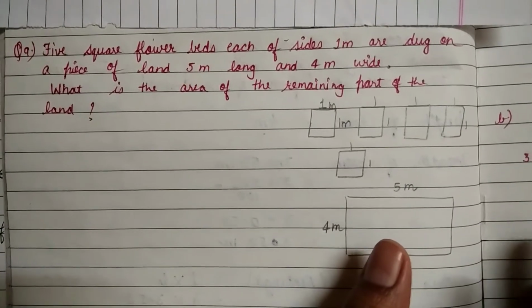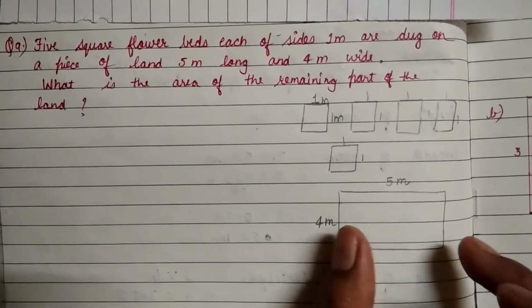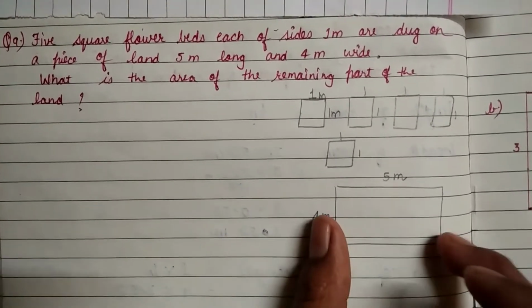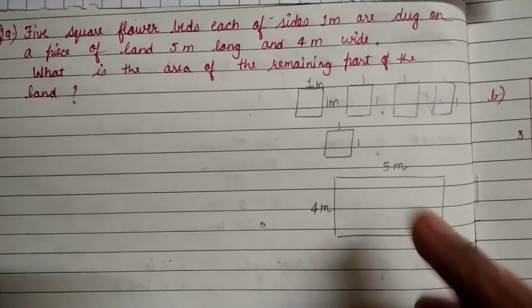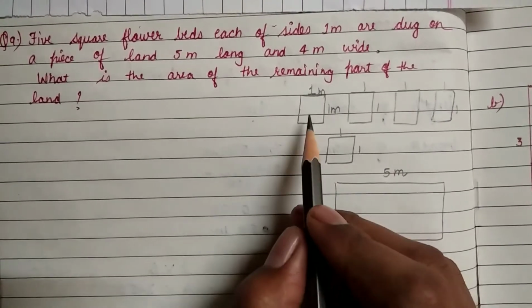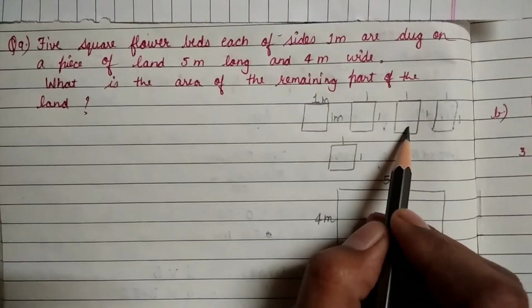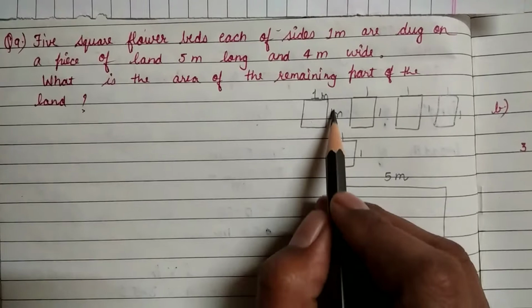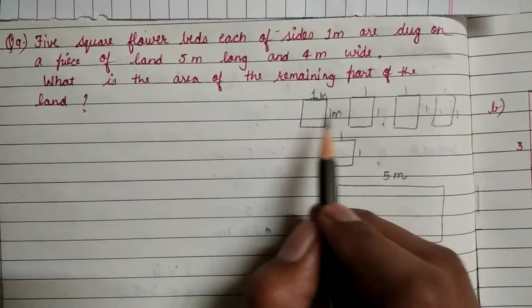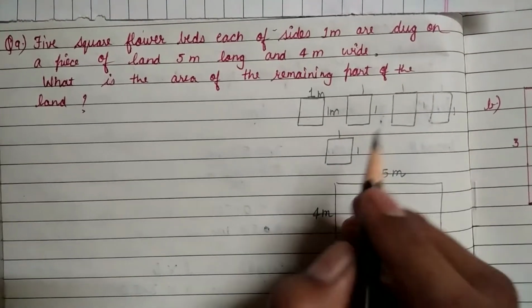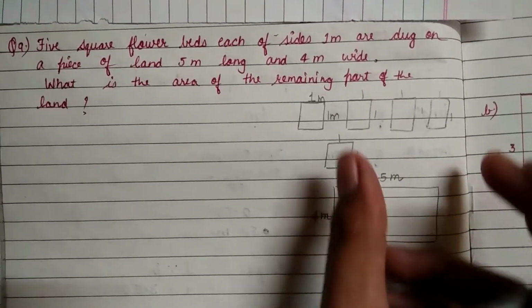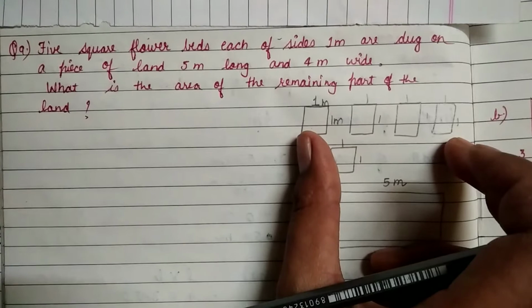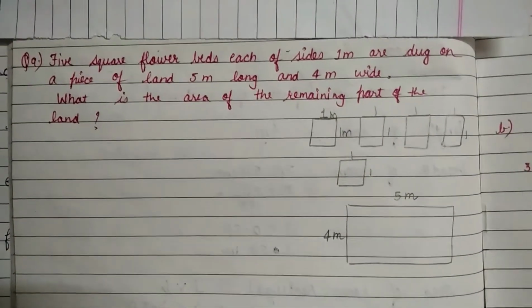So simply what we will do, like the previous question, firstly we will take out the total area of the land, which is 5 into 4. Then we will take out the area of each square bed. So firstly we will take out the area of the first, then after that we will take out the area of all 5 together. Then we will subtract the area of 5 flower beds from the total and we will get our answer.